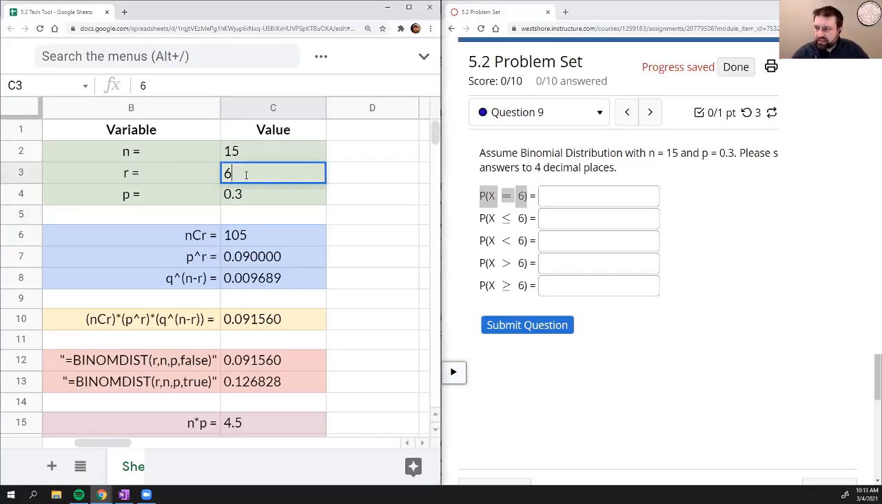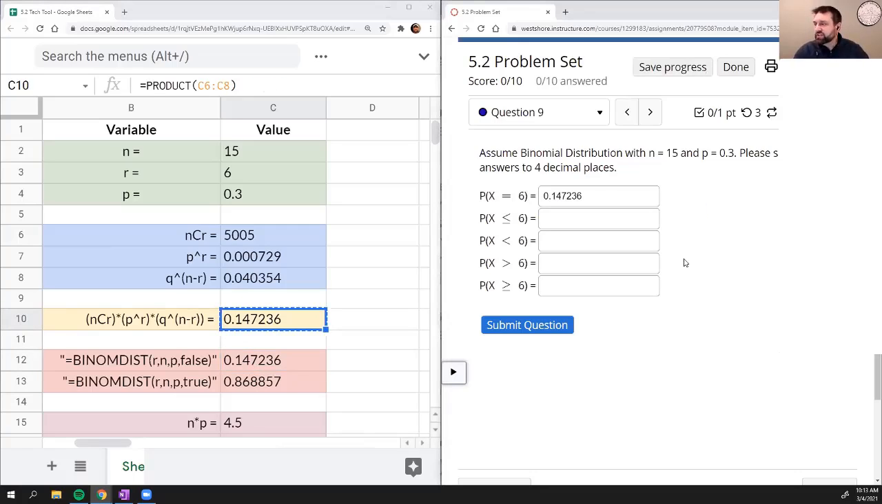So I need to say 6 out of 15, right? That's my probability. I've got 15 options, and I want to know the probability of getting exactly 6. Each probability of success is 0.3. So here's my binomial coefficient, here's my probability of success to a power, and here's my probability of failure to a power. If I multiply these 3 together, I get this number. Or if I use the binomial distribution formula from Google Sheets, I get the same number. So this is the value of getting exactly 6.